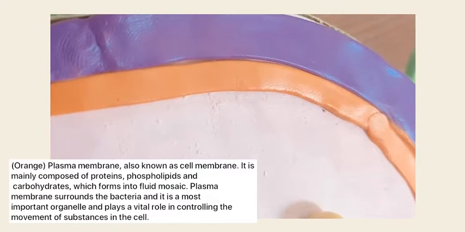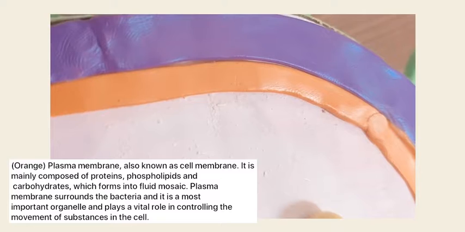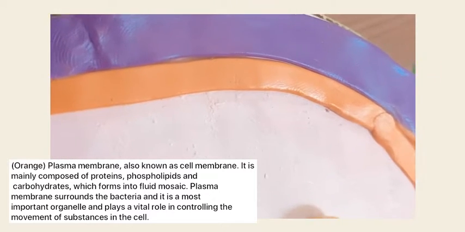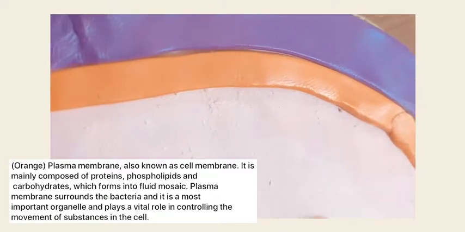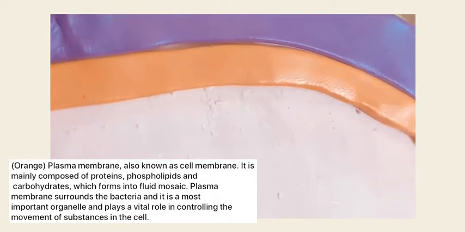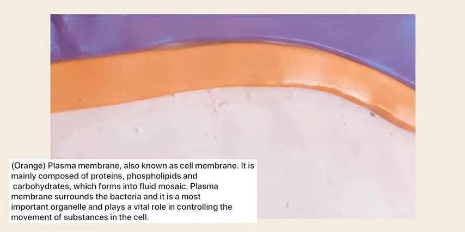Plasma membrane, also known as a cell membrane, is mainly composed of proteins, phospholipids, and carbohydrates, which form a fluid mosaic. Plasma membrane surrounds the bacteria, and it is the most important organelle and plays a vital role in controlling the movements of substances in the cell.